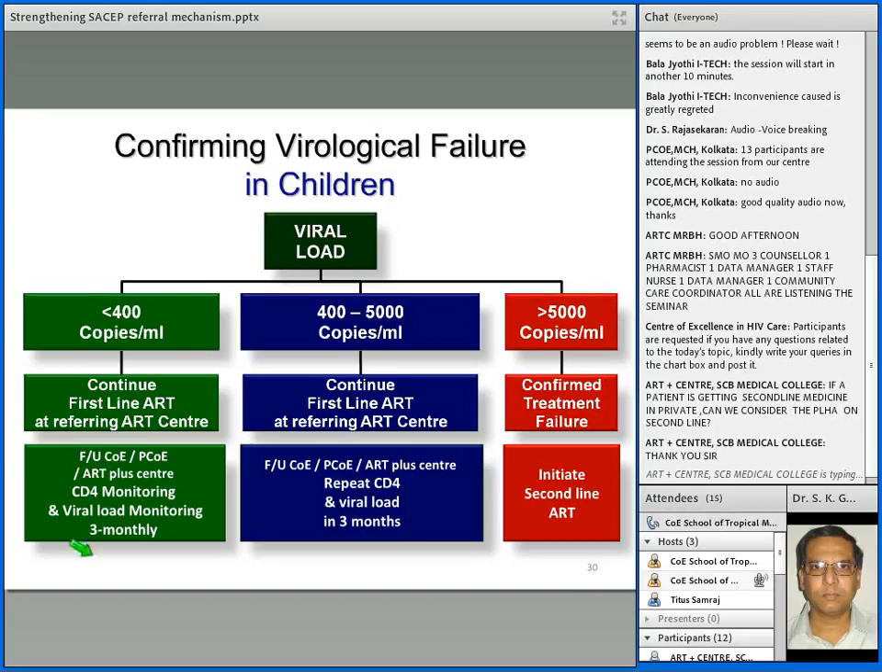And for others, more than 5,000, similar to adults, they confirm treatment failure and should be initiated on second line with Abacavir, Lamivudine and Ritonavir, etc. That is to be done.